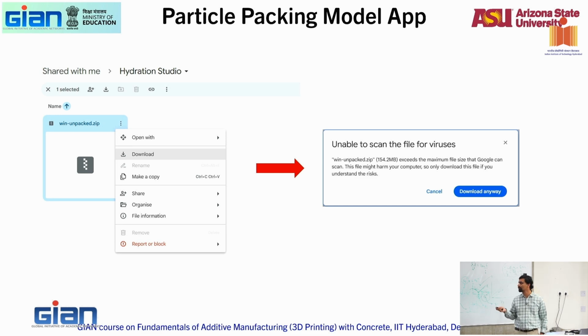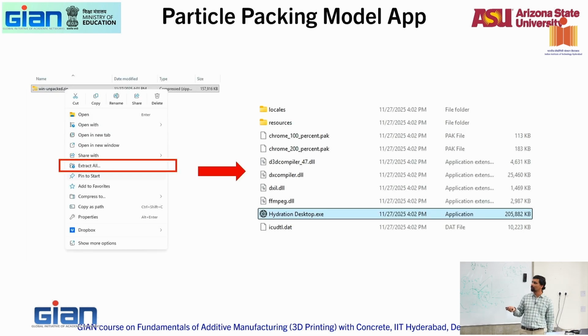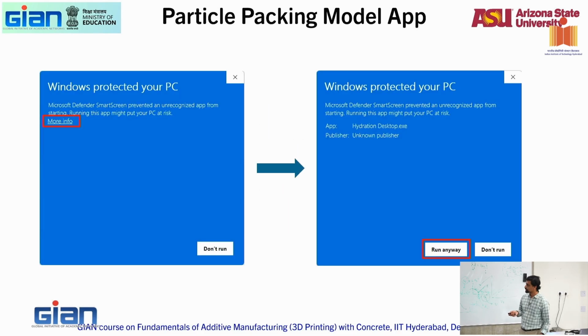Just download anyway. Once you get the download and extract all, you'll see inside the folder this hydration desktop.exe. You don't have to install this. You directly get this. This is going to be one of the software you will be using here. When you run it, Windows protects it because we are not registered developers, so they think it's malicious software and you should not run it. Just click more info, and you should get run anyway as an option.